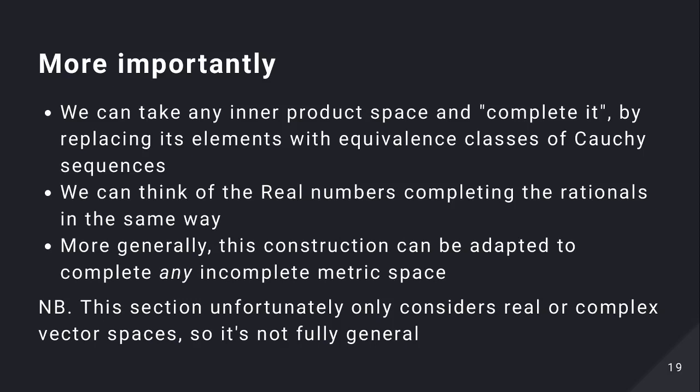So when we're taking the step from the rationals to the reals, the objects we're manipulating are completely different, right? Because the reals are really some kind of sets of sequences of rationals. I hope you can feel the weirdness behind that. This theorem was about doing this for inner product spaces, but this construction can be broadly adapted to complete any incomplete metric space.